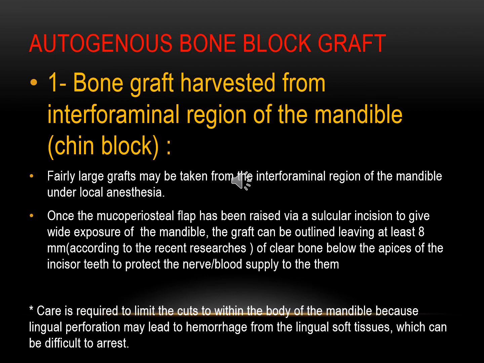After we penetrate the cortical bone of the buccal wall of the chin, we reach the cancellous bone. We can use chisels to harvest the bone, leaving the cortical bone of the lingual wall of the mandible intact without any cut.